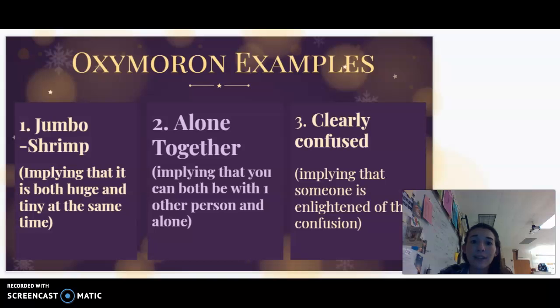Alone together, implying that you can both be with one other person and alone at the same time, would be an oxymoron. Clearly confused, implying that someone is enlightened of their confusion. These are all oxymorons, where 2 words that are opposite of each other when combined have a new meaning.